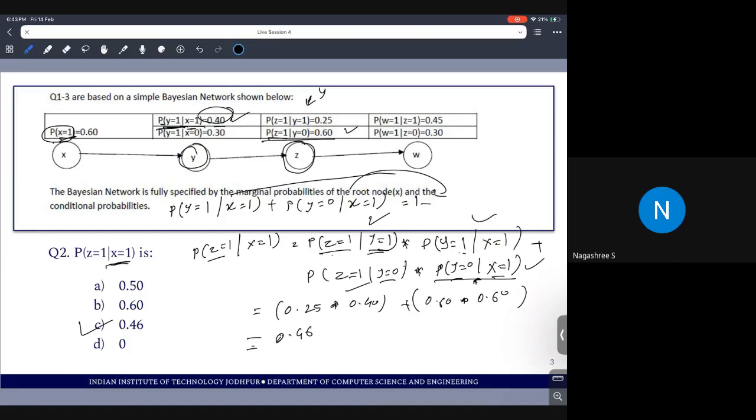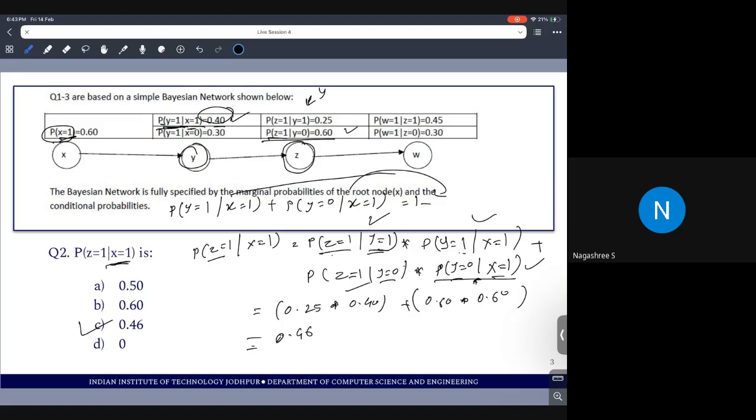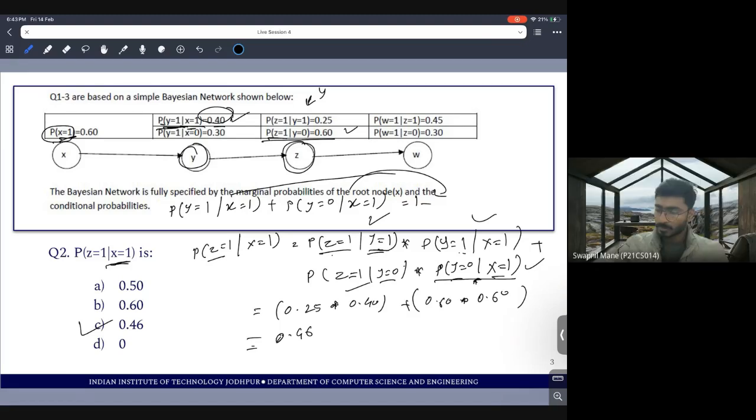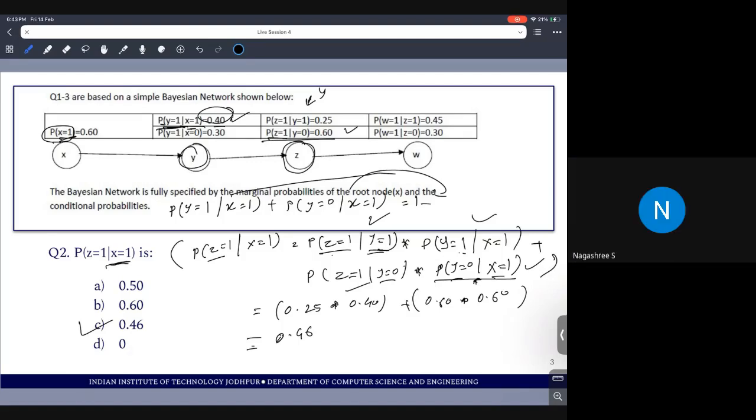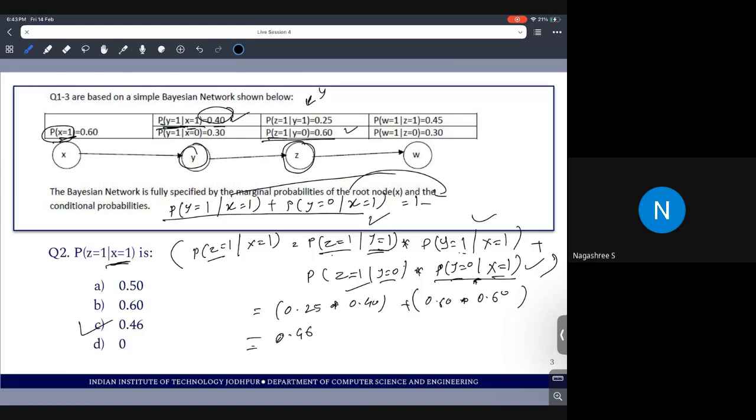Sir, the probability, how have you written this? Can you just re-explain once again? The calculation part is okay, but this term you are getting, how have you written it? I understood the first part, but this part, the probability of Z is equal to 1, given that X is 1, and you have written this equation, that part.